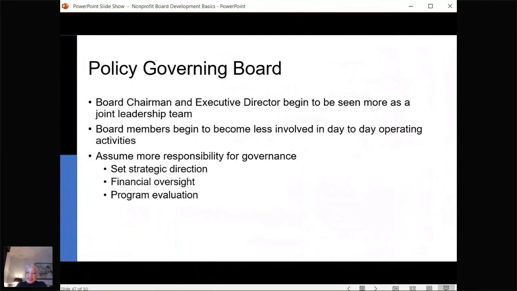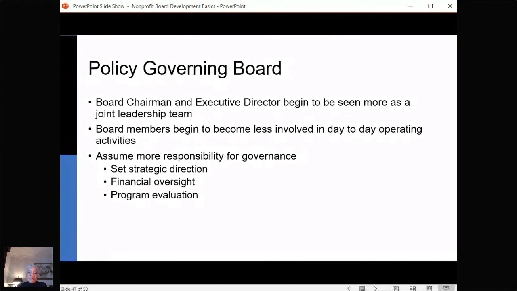And your policy governing board. And in this case, it's a more mature organization, and you have a board chairman and the executive director, they begin to be seen more as a joint leadership team. And actually, you should incorporate that practice from the start so that as you develop from phase to phase, you minimize the tension with this.